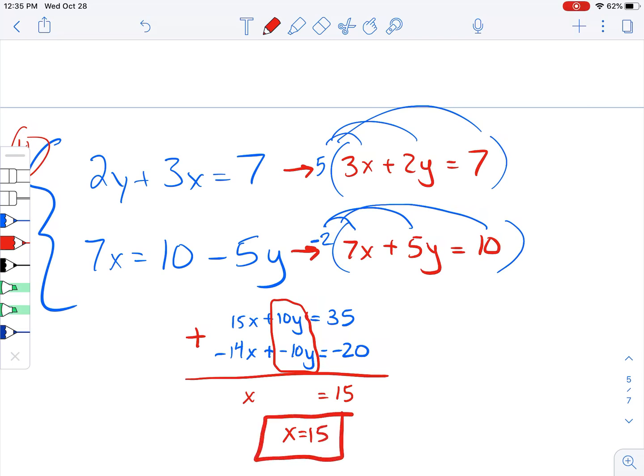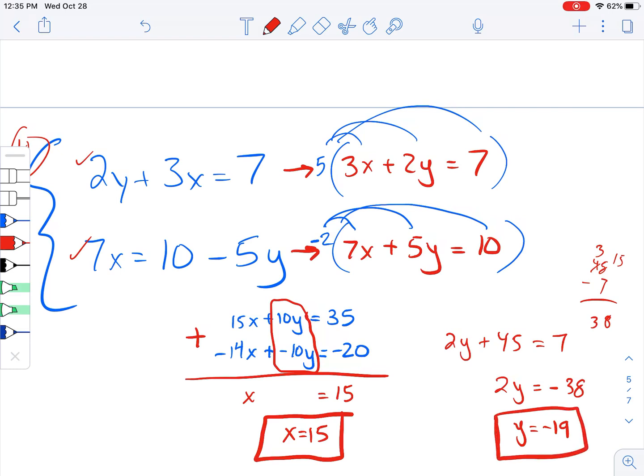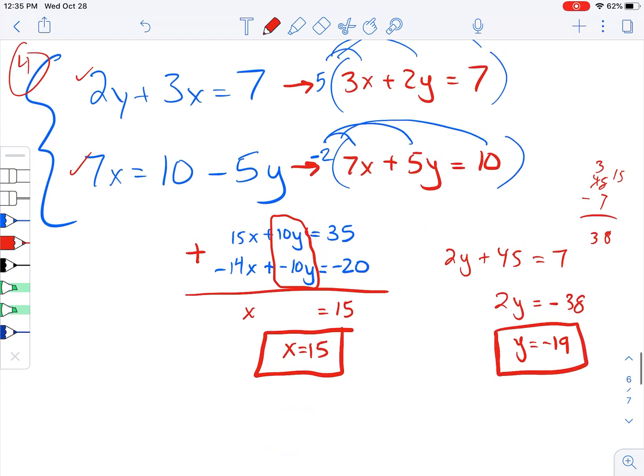So if x is 15, then what's y? So I can plug it into either of my equations. Go ahead and find out y. You should get that y is negative 19. So my solution to this system of equations is 15, negative 19.